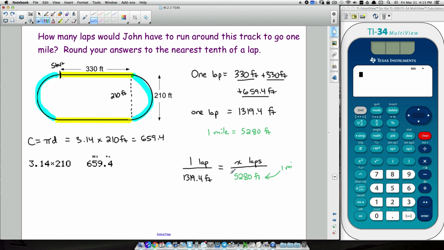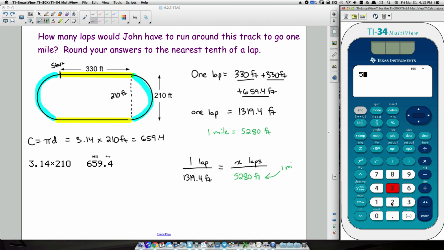So cross multiplying 1 times 5,280 is just 5,280. And then we want to divide by the number that's getting multiplied by the X. That was the shortcut I gave you back when we looked at proportions. So we want to divide this by 1,319.4. So we need to go roughly, okay, it says round to the nearest tenth of a lap.